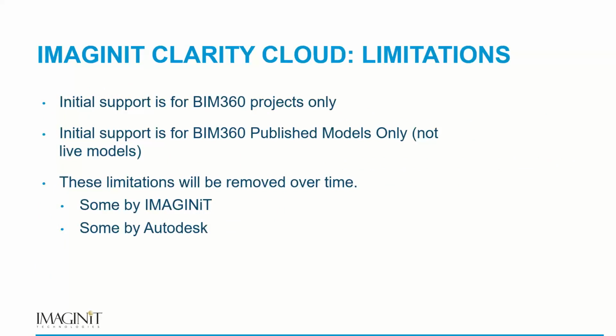The initial support is for BIM 360 projects only. So the projects are already in the cloud, and we're going to be running them in the cloud. They really don't have to get moved very far to be processed in BIM 360 and with Autodesk Forge. The initial support is for working on BIM 360 published models only, not live models. That's a restriction that comes from Autodesk. We think that Autodesk will resolve that issue later this year. But for the moment, that's a restriction that we're living within: you have to work on published models.